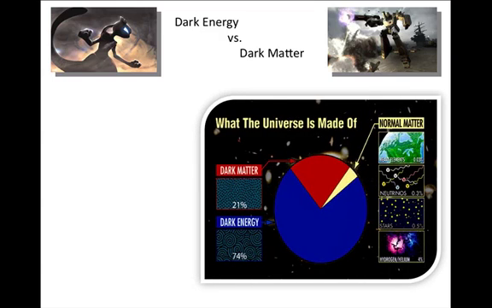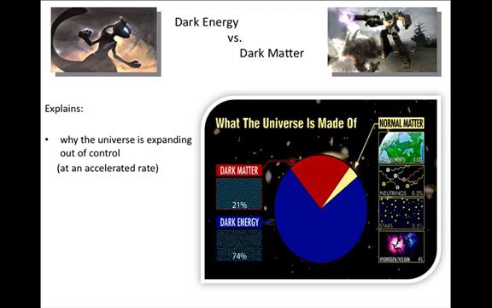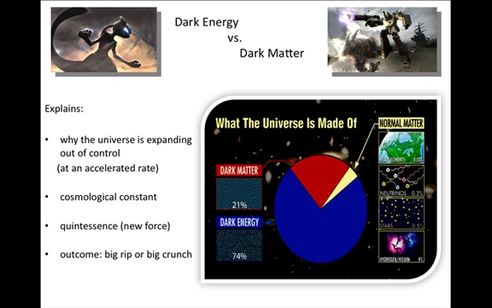What we can account for in the universe: 74% dark energy repels, 21% dark matter attracts, and approximately 5% bright matter. This explains why the universe is expanding out of control at an accelerated rate, the cosmological constant, the quintessence or new force, and a possible outcome of a big rip or a big crunch.